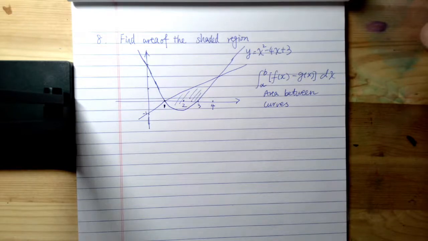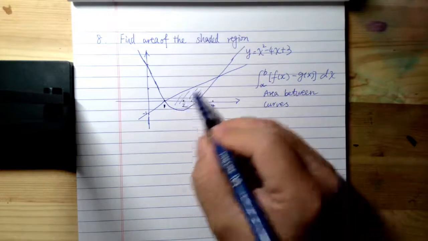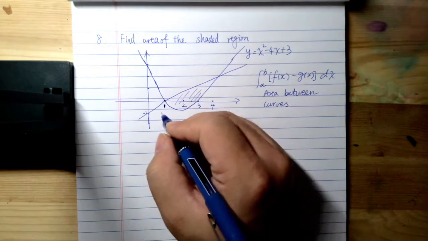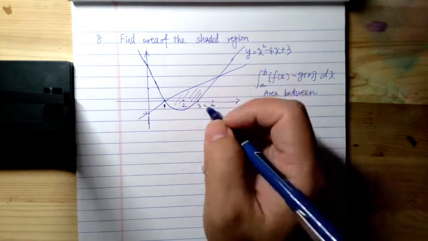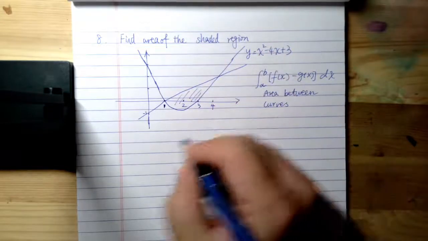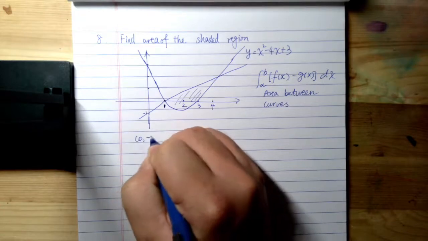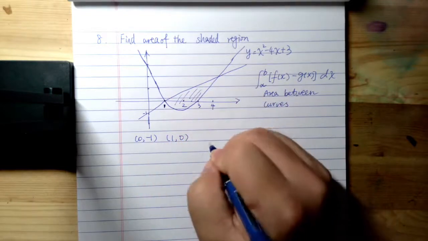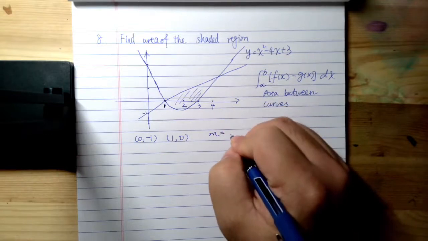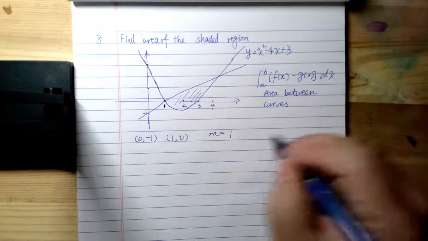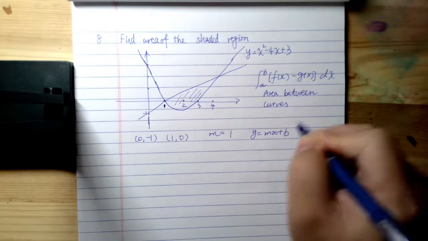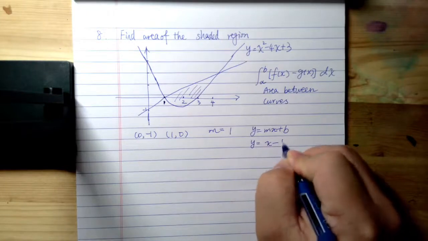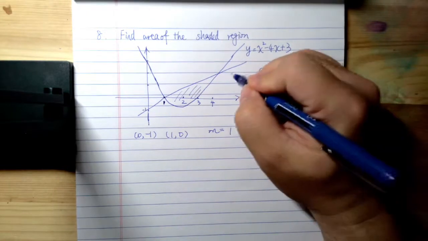The second thing we need to figure out is the upper function, which is a straight line. To figure out the equation of a line, all we need is two points on the line. You can see the y-intercept, which is (0, -1), and the x-intercept, which is (1, 0). With those two, we can easily figure out that the slope is 1, the difference of y over the difference of x. Based on the slope-intercept form, the equation of this straight line is y equals x minus 1.